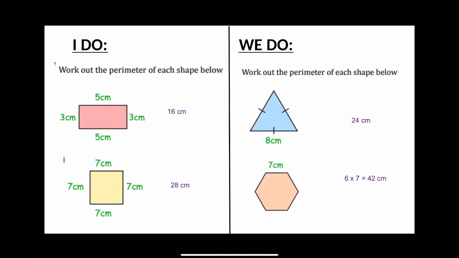And for the last one, again, very similar. We can say 6 times 7 equals 42, or we could say 7, add 7, add 7, add 7, add 7, add 7.